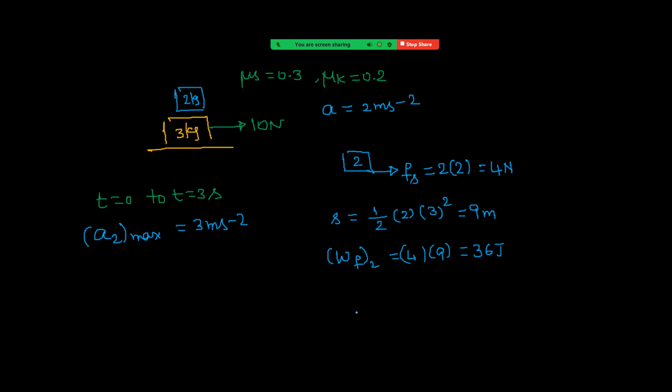Suppose the question is about the 3 kg block, then see what happens. Work done by friction on the 3 kg block: the frictional force is the same, the displacement is the same, but the angle between them is 180. So cos 180 gives minus 36. Like this we can calculate. Here we have to keep in mind on which body we are calculating the work done by the frictional force. On the 2 kg block it is positive, on the 3 kg block it is negative.